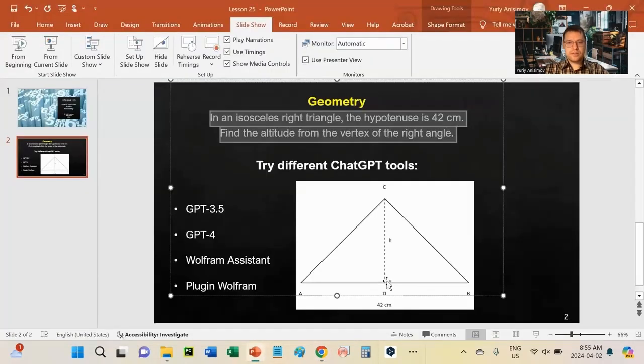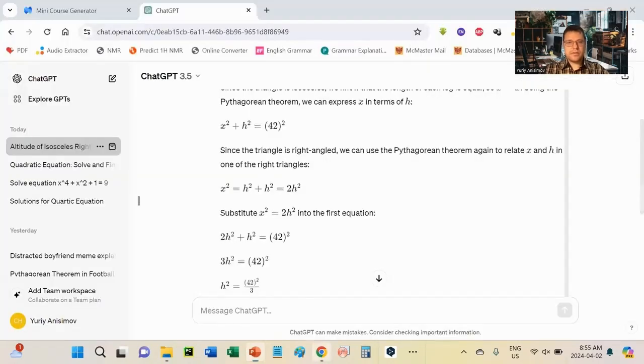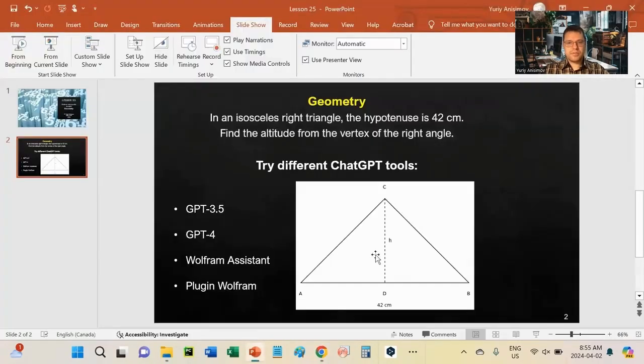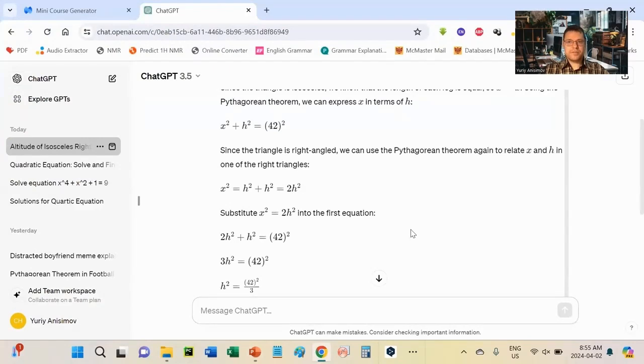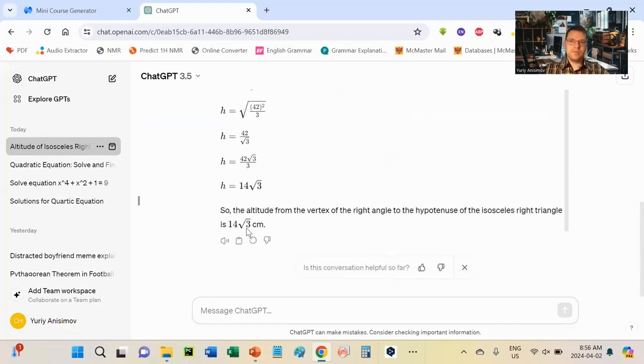Because if we go to this diagram, x is the leg, and GPT 3.5 says x squared plus h squared, so this one plus this one squared, equals the hypotenuse squared. This one. This is wrong. So GPT 3.5 uses the Pythagorean theorem in the wrong way. That's why it doesn't make sense to check the solution further, because the answer is obviously wrong. So that was GPT 3.5 and unfortunately it failed.